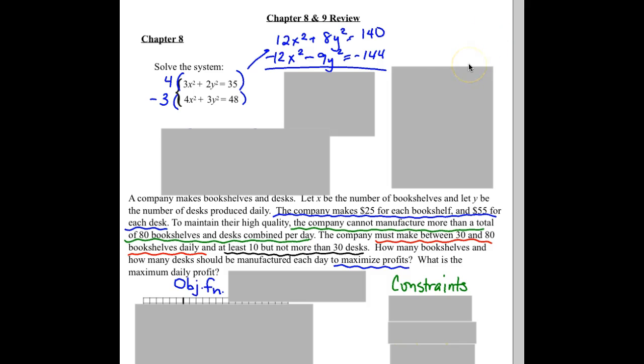What would we multiply by? Threes and fours? One of them would need to be negative. Okay. All right, so we would multiply the top equation by what? Four, and the bottom equation by -3? Yes? So I did that.